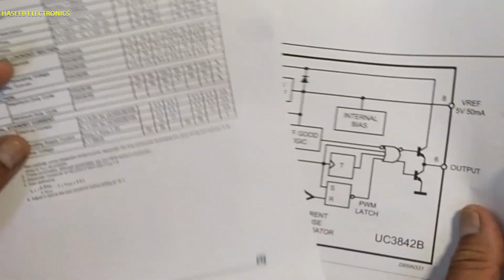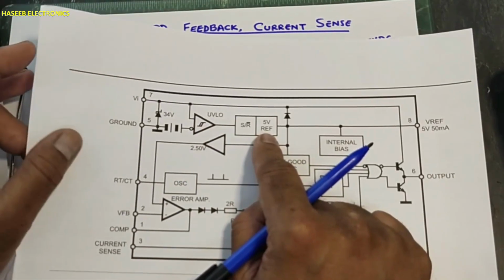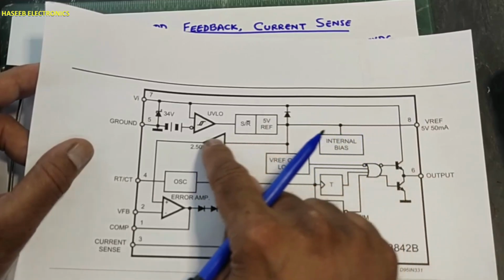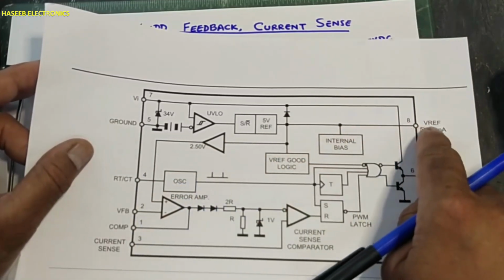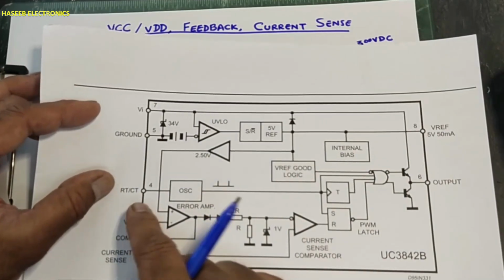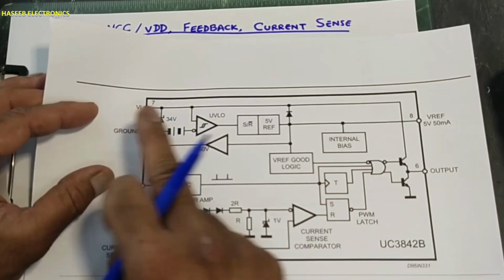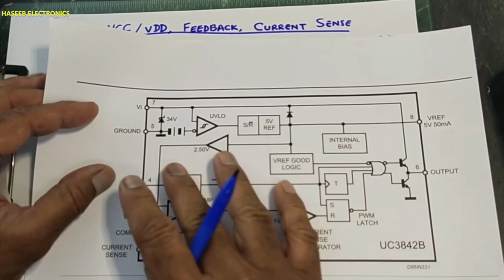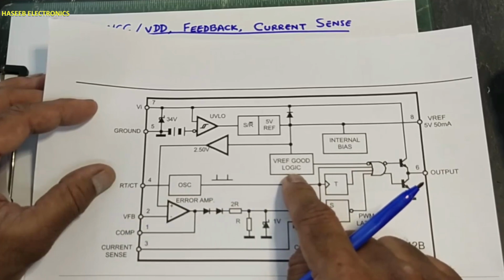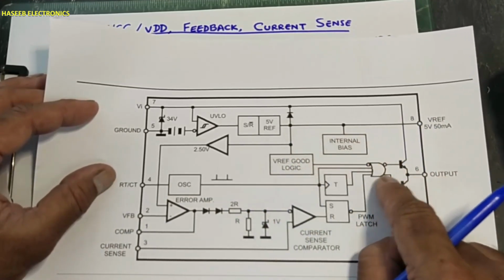When 16 volt is maintained here, it will turn on its 5 volt reference circuit. When the 5 volt reference voltage is provided, it will provide these 5 volts to its internal circuit. The same voltage is routed to the RTCT components, timing resistor and timing capacitor. It will start switching, it will start oscillation. While receiving 16 volt, it will provide 5 volt and turn on this circuit. When the reference logic is good, the 5 volt is good, at that time it will enable the output circuit.